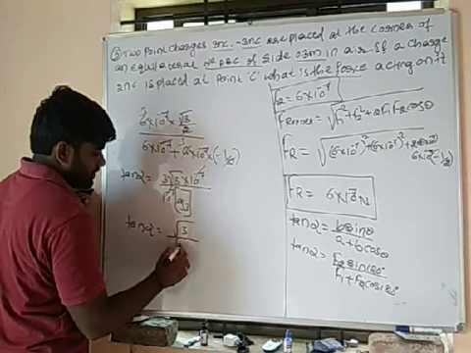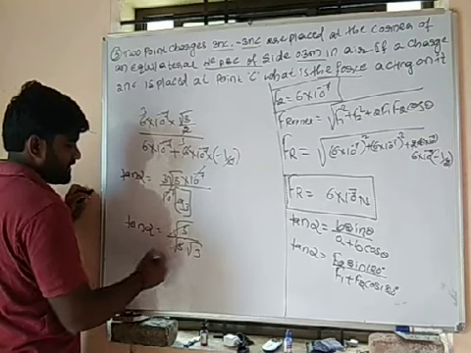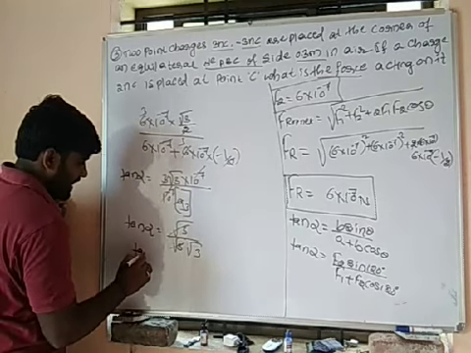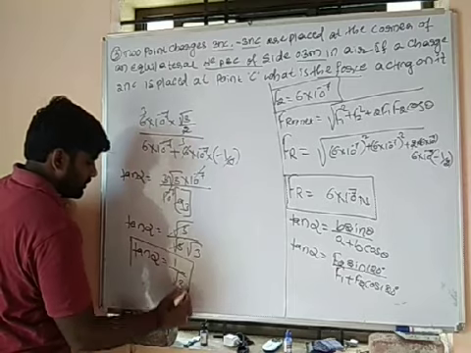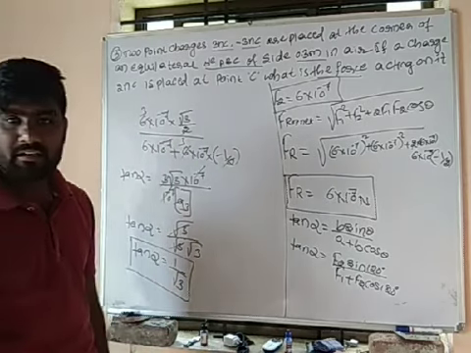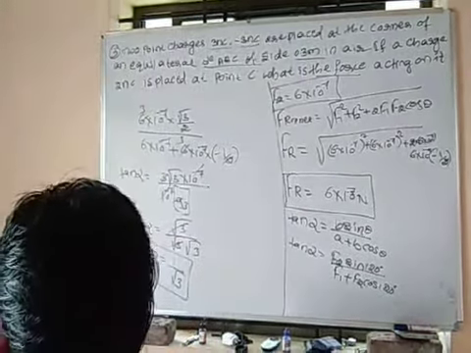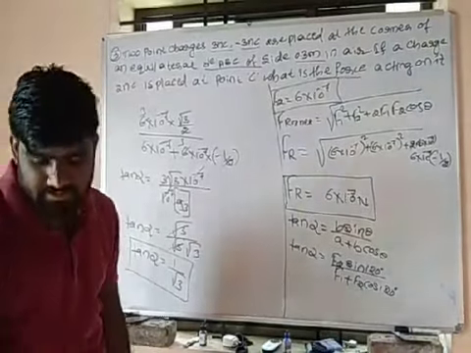Root 3 divided by 3 can be written as what? Root 3 into root 3. So this gets cancelled. This tan alpha is equal to 1 divided by root 3. Okay, so 1 divided by root 3 is your answer.